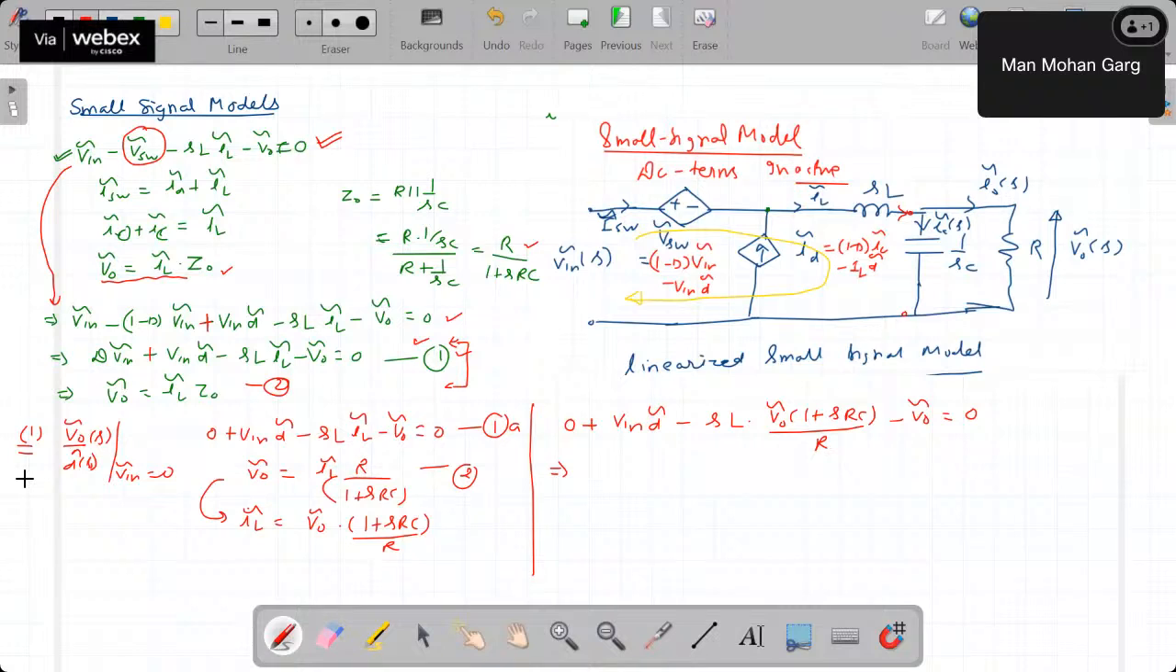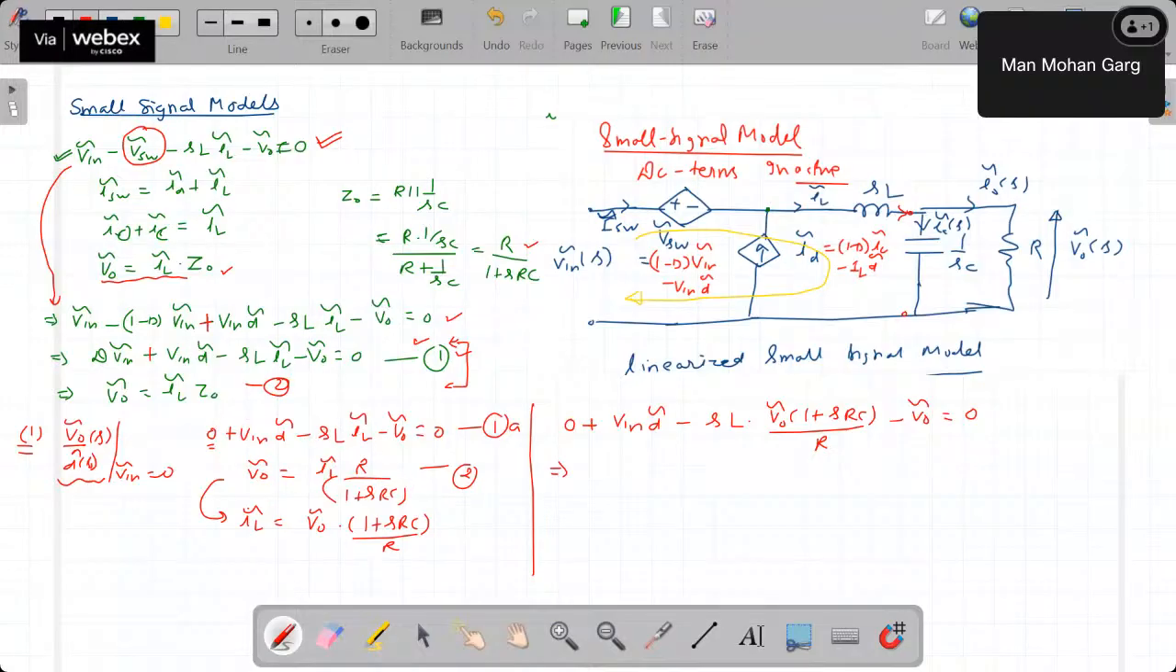Now there are two different input sources, one is D, one is V in. So we have to keep V in to be 0 to see the effect of D. If we are seeing the effect of V in, then we have to keep D to be 0. So that's the reason in this equation, when we are trying to find this one, we have V in to be 0. V in means variation in V in, that is 0. So this term has become 0. Then the remaining we will take as it is, and the second equation also we will take as it is.